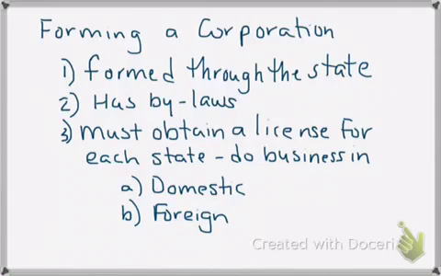If you decide to operate in different states, then you have to obtain a license for each state that you decide to do business in. In your home state, you are considered a domestic corporation. So if I incorporate in the state of South Carolina, I am considered a domestic organization in South Carolina. If I decide to go over to Georgia, then I would actually have to file as a foreign corporation in the state of Georgia because I did not incorporate in Georgia.